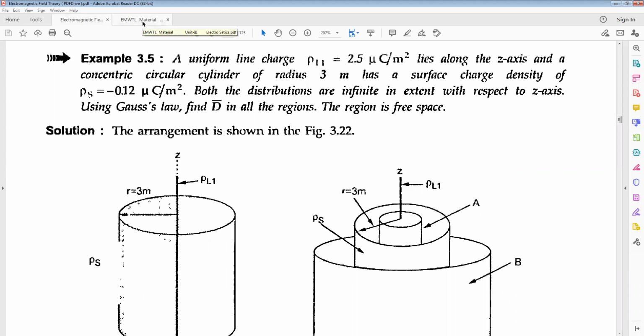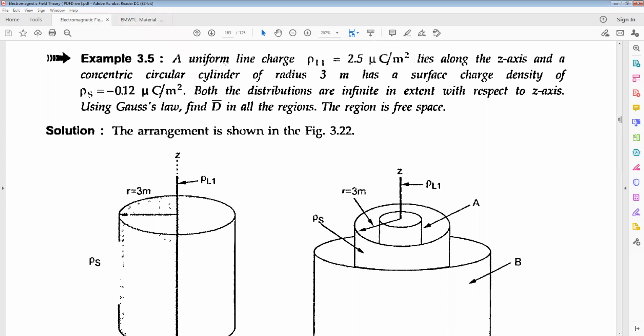A uniform line charge rho L equal to 2.5 microcoulomb per meter lies along the z-axis, and a concentric circular cylinder of radius 3 meters has a surface charge density rho S equal to minus 0.12 microcoulomb per meter square. Both the distributions are infinite in extent with respect to the z-axis. Using Gauss law, find D bar in all the regions. The region is free space.